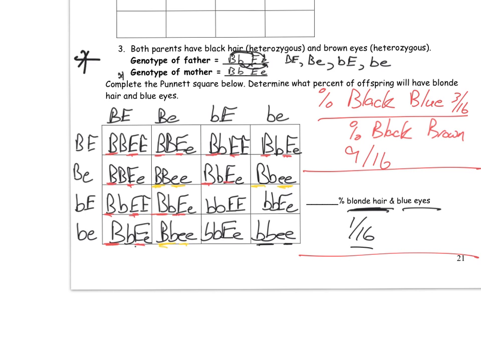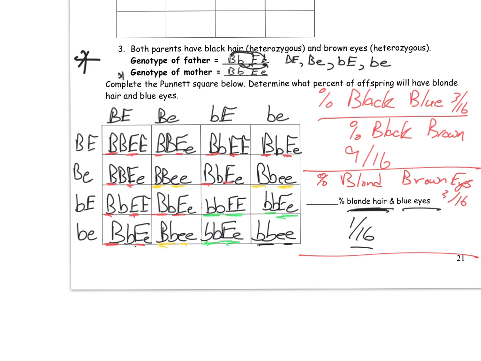And how many are going to have blonde hair with brown eyes? This is blonde, this is blonde, this is blonde with brown eyes, right? So it's again 3 out of 16. Oops, that's not right. Blonde hair with brown eyes. And that's going to be 3/16.